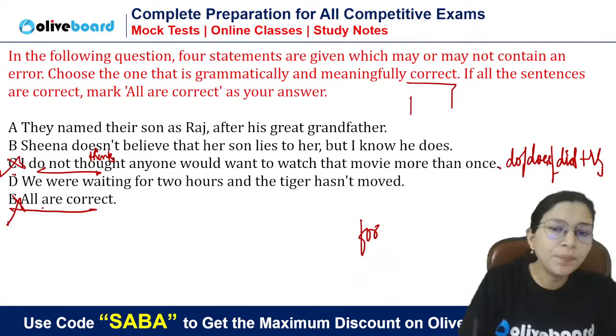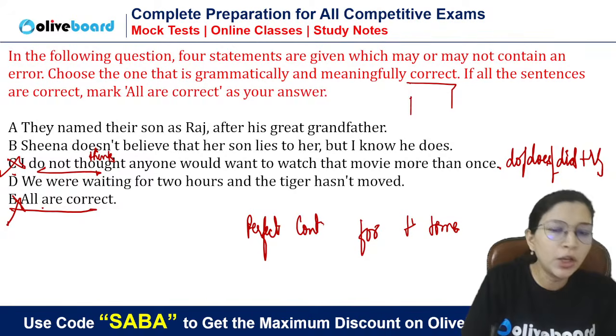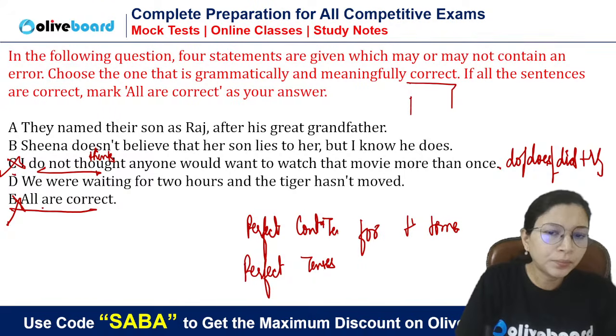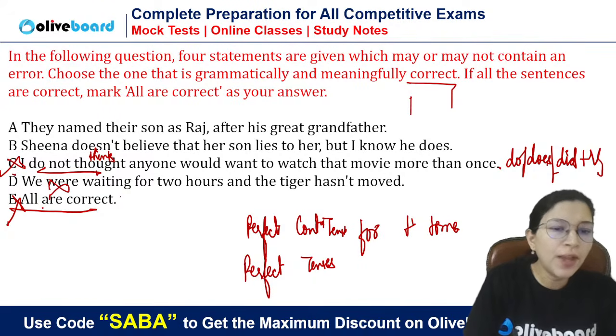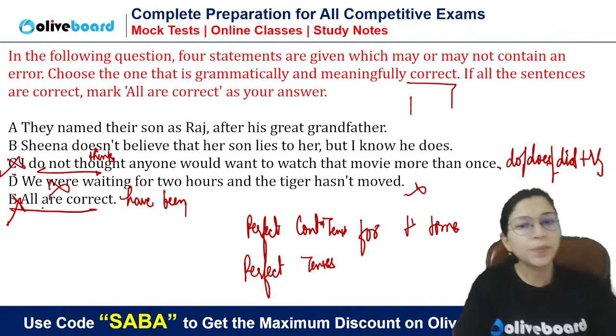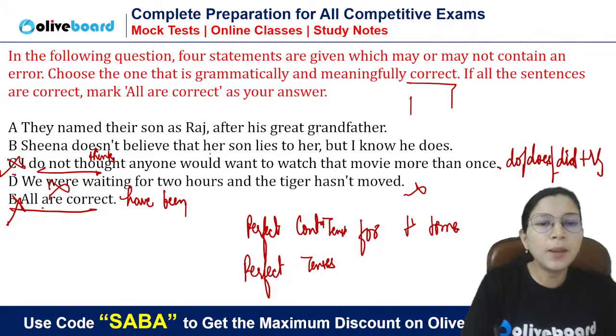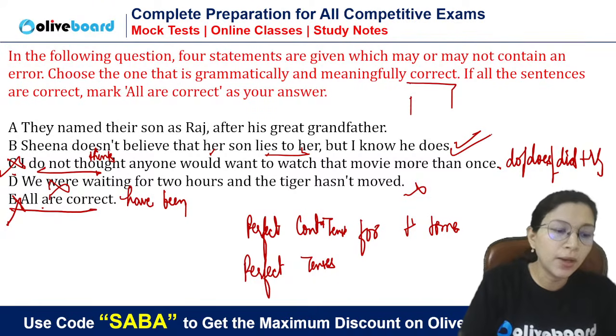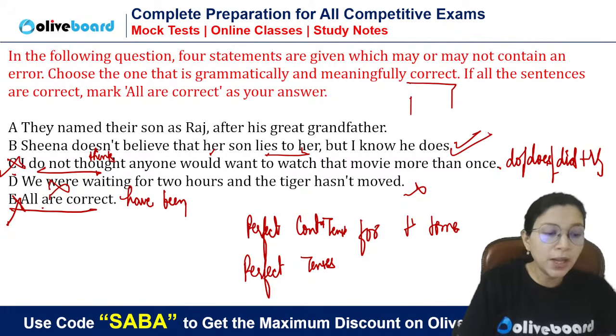Now for plus time, can we ever use for plus time in continuous tense? We know that for plus time we use in perfect continuous and perfect tenses, right? So we were waiting or we have been waiting. So D is also wrong. We have been waiting. Now, Sheena does not believe that her son lies to her, but I know he does. It's absolutely correct. B is correct. D is wrong. Perfect continuous tense we need.